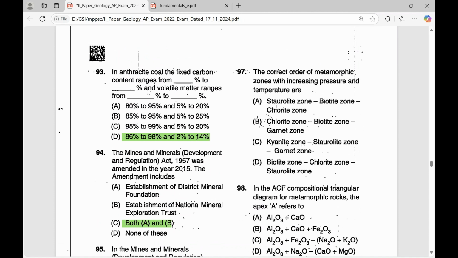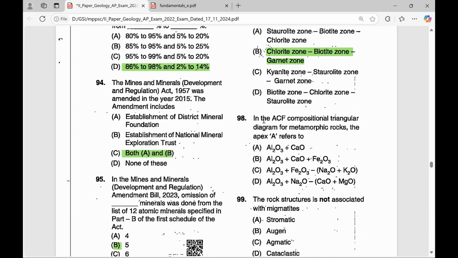The correct order of metamorphic zones with increasing pressure and temperature. So options are with regards to staurolite, biotite, and chlorite. So we know chlorite will be first, then it will be biotite, then it will be garnet. Yes, so this will be the correct answer. Kyanite, no, kyanite comes later. Then biotite, no, this is wrong. This is also wrong. This comes later. Okay, so B is the correct answer.